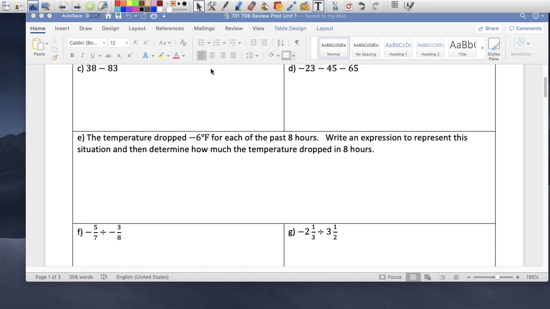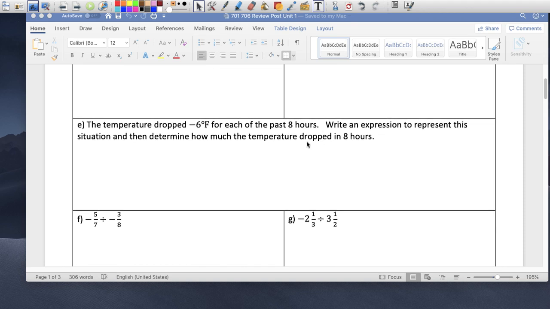The temperature dropped negative 6 for the past 8 hours. Write an expression to represent the situation and then determine how much the temperature dropped in 8 hours. So it's negative 6, right? It dropped. How many times did it drop? For 8 hours straight. So in total, it dropped negative 48 degrees, right?